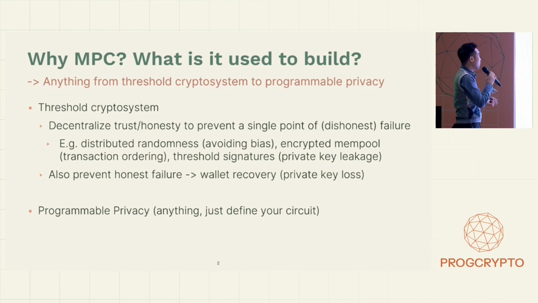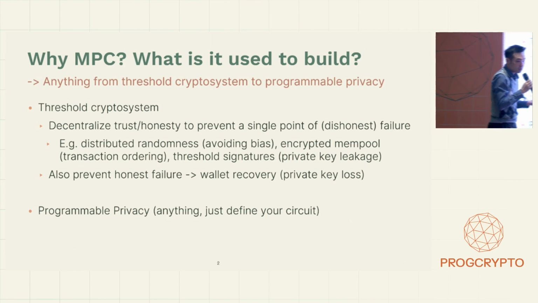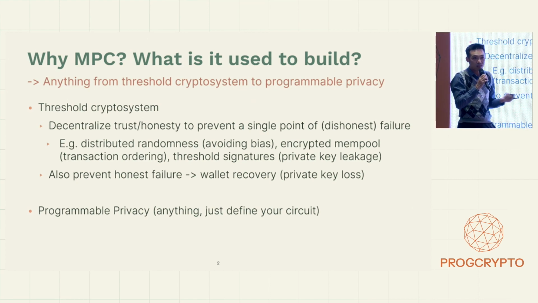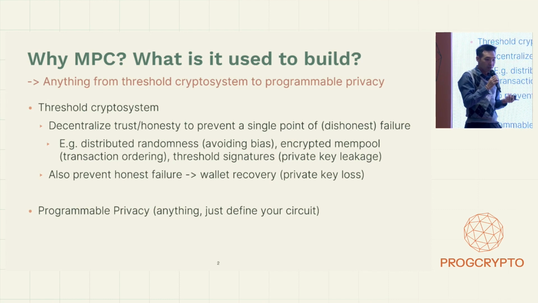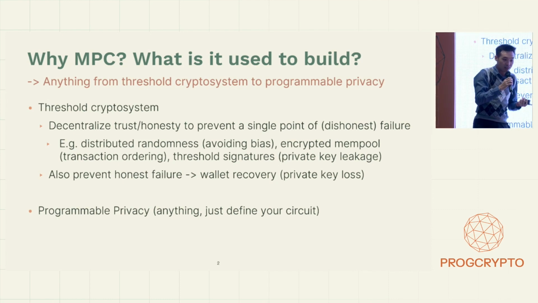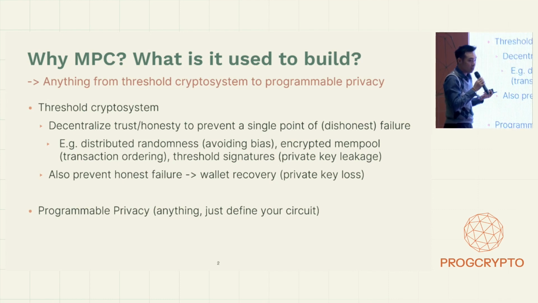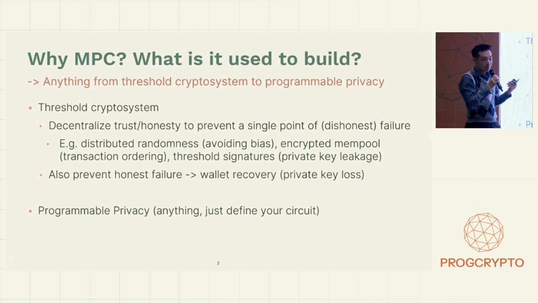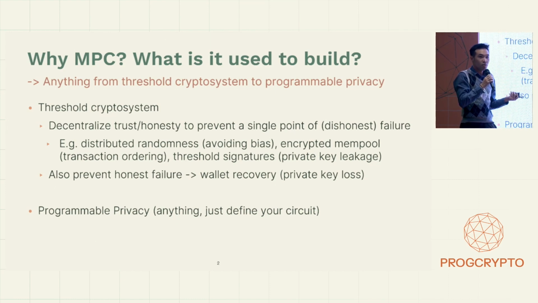Let's first start off with the motivation: why MPC, and what it is used to build. We can see MPC from academia to some practical systems, for example threshold crypto systems. They are used to decentralize trust and honesty so that you can prevent a single point of dishonest failure. Suppose you have a system where some nodes are not trusted, or are simply compromised.